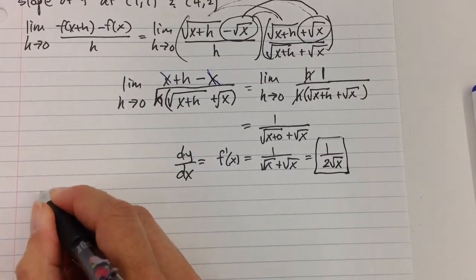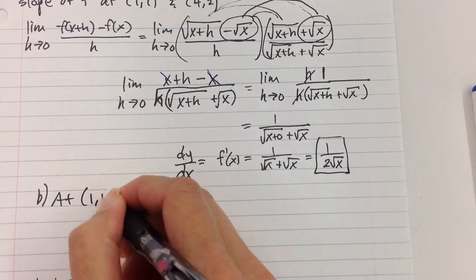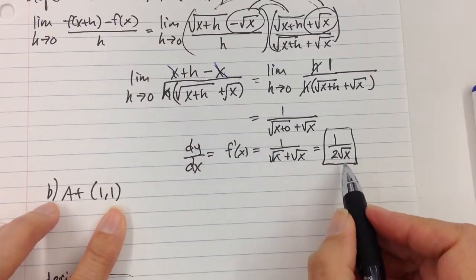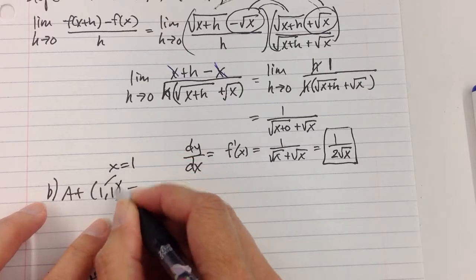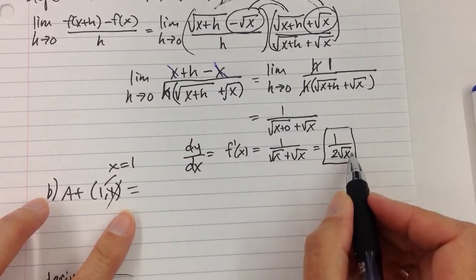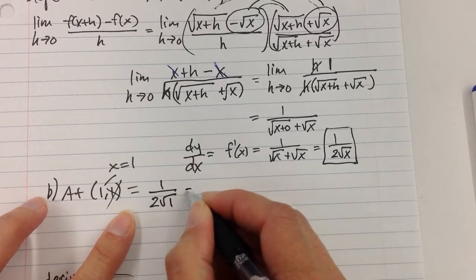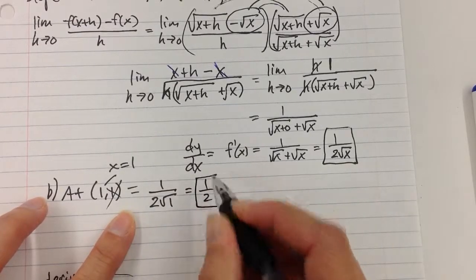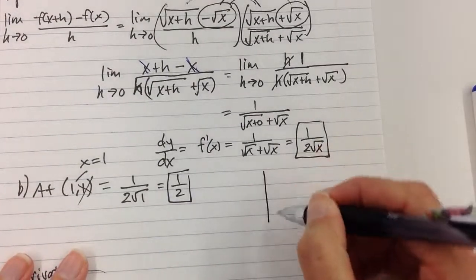So they asked us part B, at what points? At 1, 1. So I want to plug in 1 into here. So I'm just going to plug in 1. I just care that my x is 1. I don't even care what the y coordinate is, right? So 1 over 2 times the square root of 1 is 1 over 2. So the slope at 1, 1.